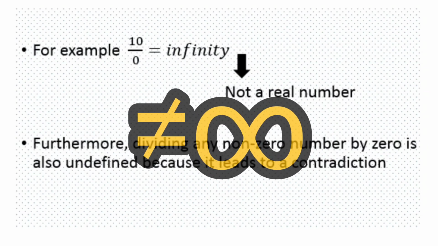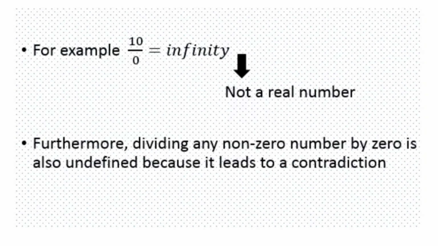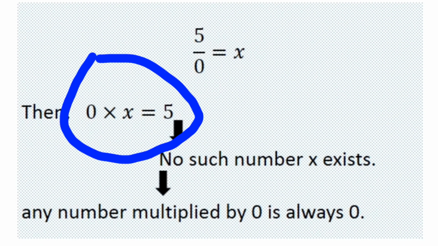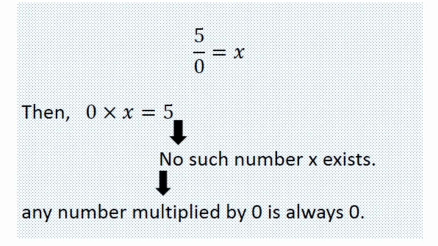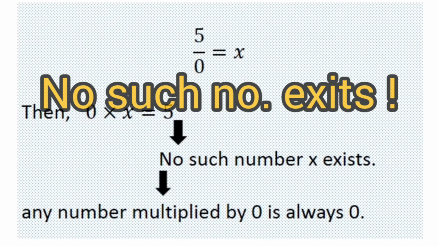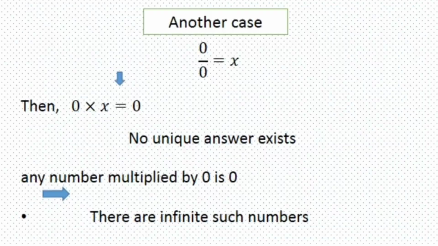For example, consider dividing 5 by 0. Suppose the answer is x. This would mean 0 multiplied by x should give us 5. Therefore, we would need to find a number that when multiplied by 0 gives us 5. But we all know no matter what number we multiply by 0, we will always get 0 and not 5. Therefore, there is no such number. That's why division by 0 is undefined.